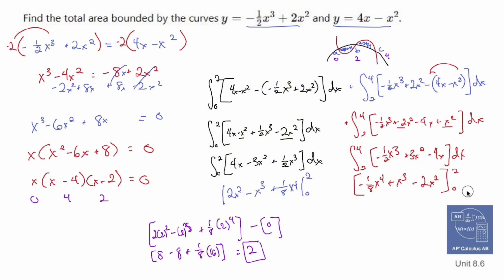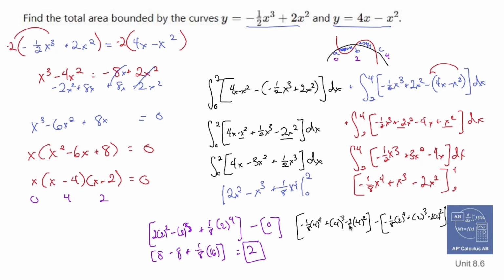Let's get the smaller version of the eraser. There we go. Look at me being smart and learning from my mistakes. All right, so this isn't going to be pretty. I got negative 1/8 times 4 to the 4th plus 4 cubed minus 2 times 4 squared, close it, minus, and then I already kind of know what's going to happen here, but I'm not going to do it that way. Negative 1/8 times 2 to the 4th plus 2 cubed minus 2 squared, close it. All right.